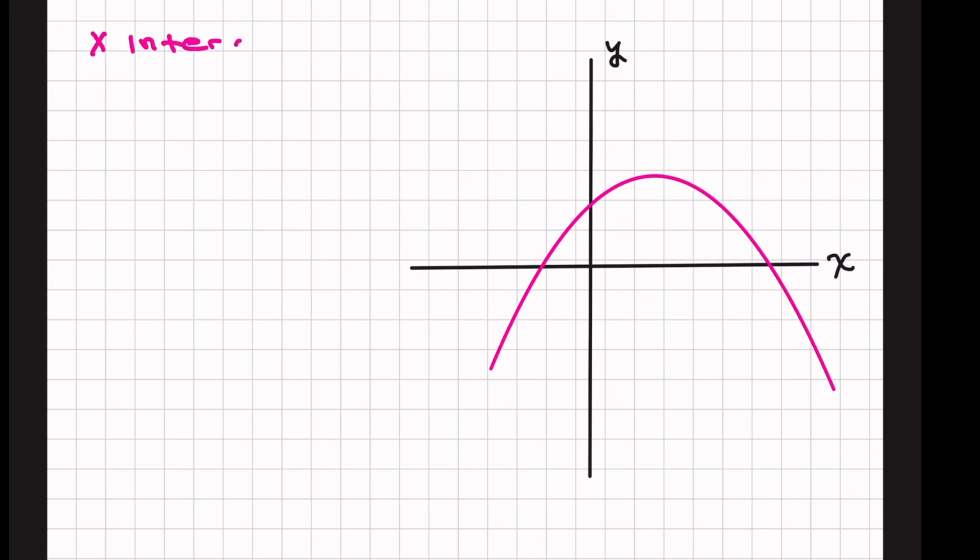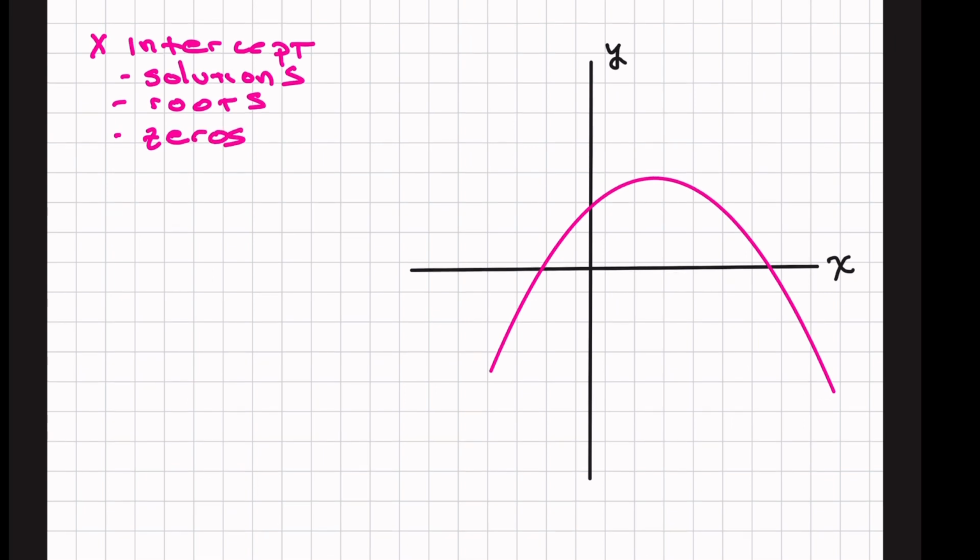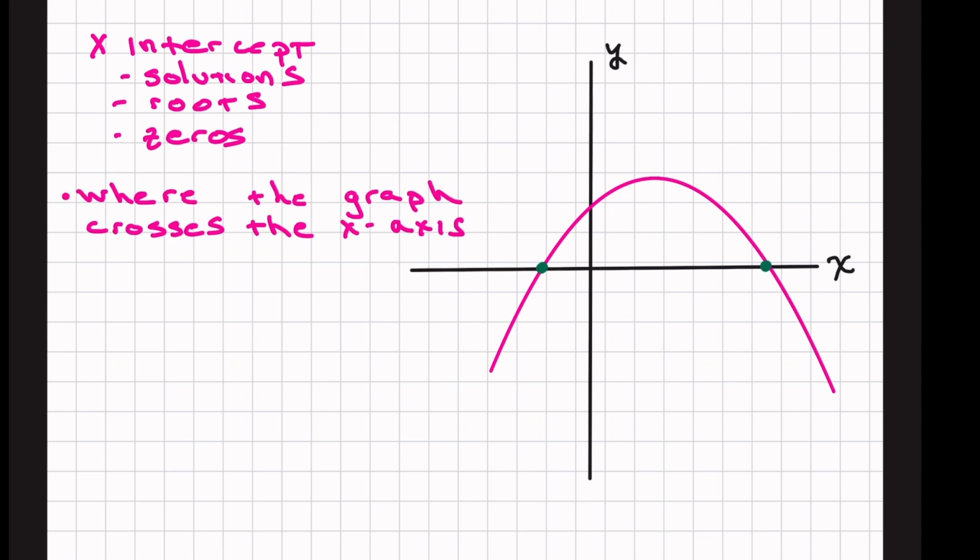The very last thing that we'll talk about in this video is the x-intercepts. And these are important because we're going to spend a lot of time finding them. We also refer to these as the solutions, the roots, and the zeros. Graphically, your x-intercepts are right here. Your x-intercepts are where the graph crosses the x-axis. At the x-axis, y equals 0.